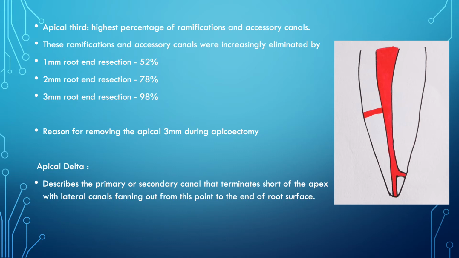And after apicoectomy, of course, we have to seal the apical area. Now, apical delta is where the primary or secondary canals terminate short of the apex, with lateral canals fanning out from this point to the end of the root surface.